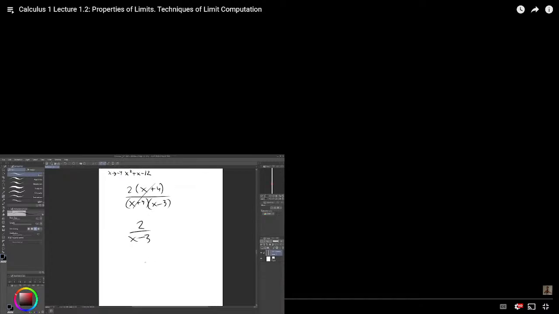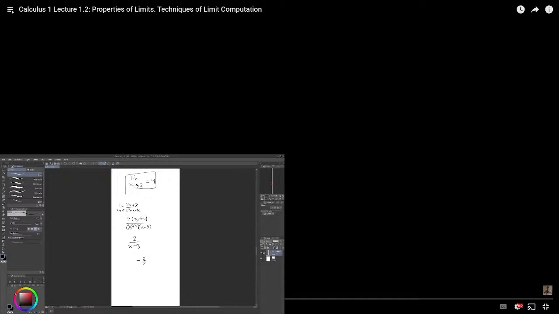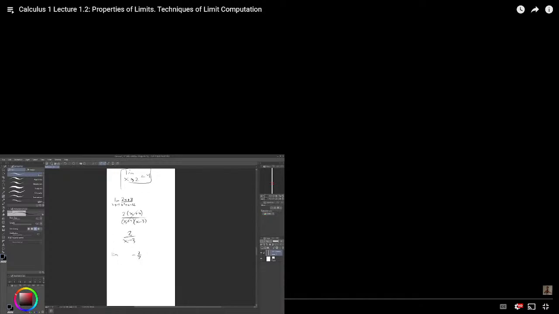Plug in the negative 4. Negative 2 over 7. So the limit of 2x plus 8 over x squared plus x minus 12 as x approaches negative 4 is negative 2 over 7.